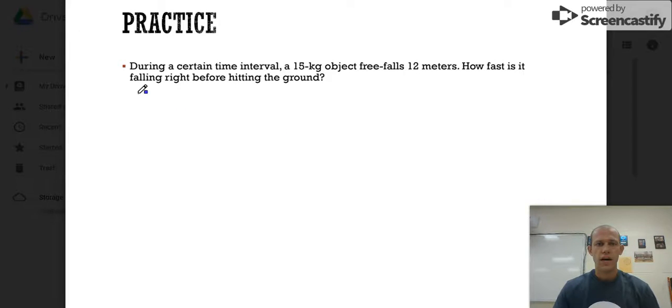So here we have a certain time interval in which a 15 kilogram object free falls for 12 meters. How fast is it falling right before hitting the ground? It doesn't say this in the problem, but we're going to assume that at this 12 meters, when it was dropped, the object was at rest. So the potential energy before plus the kinetic energy before is equal to the potential energy after plus the kinetic energy after.